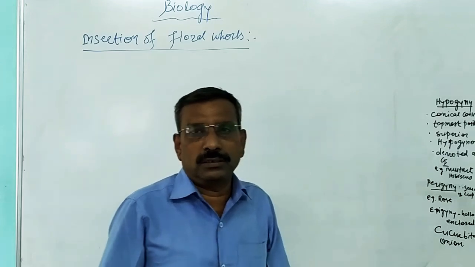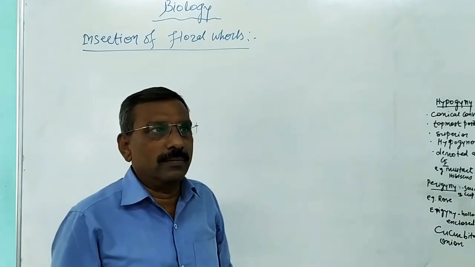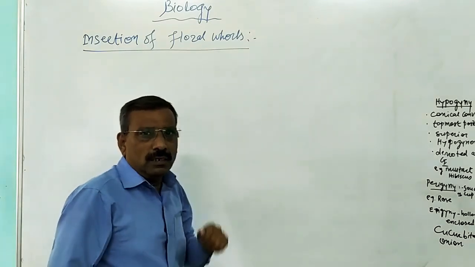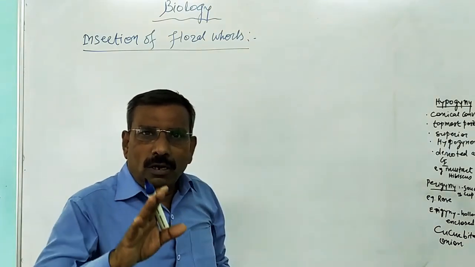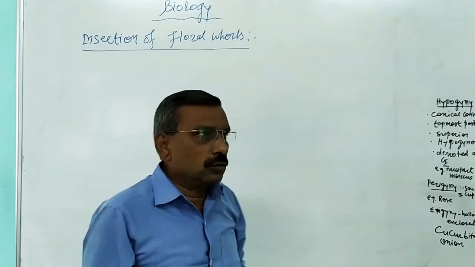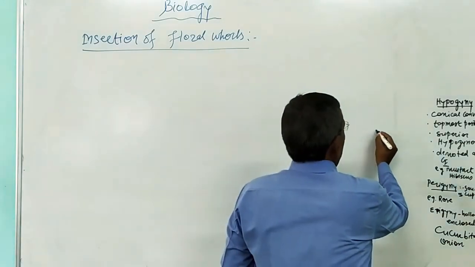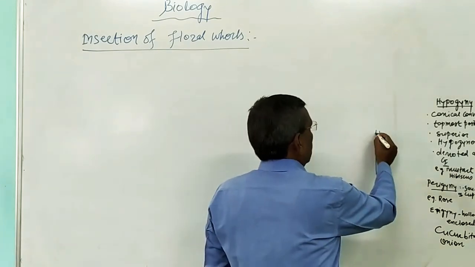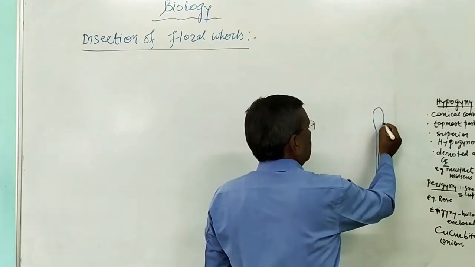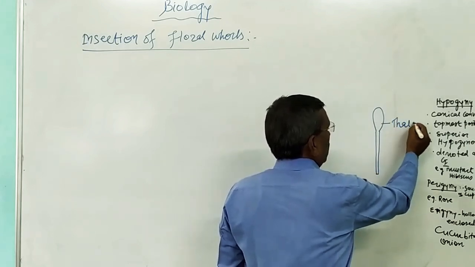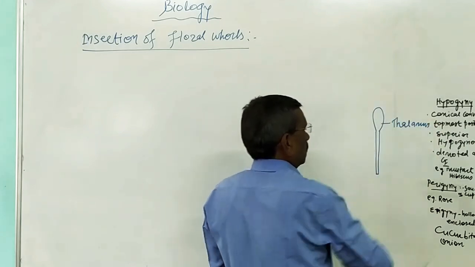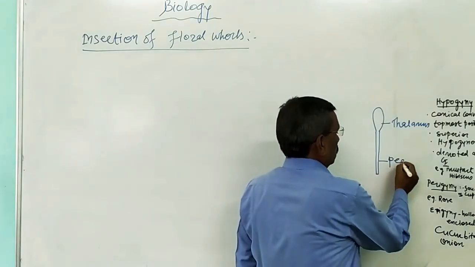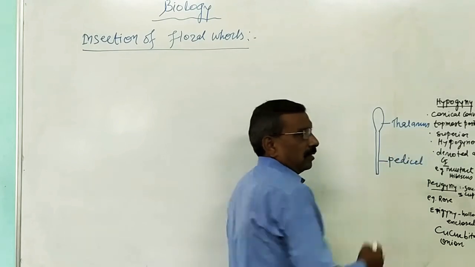on the thalamus. Now all of you know floral whorls and also the thalamus. This one is the pedicel of the flower, that is the stalk of the flower, known as the pedicel, and this one is the expanded tip of the pedicel. That expanded tip of the pedicel is known as the thalamus.